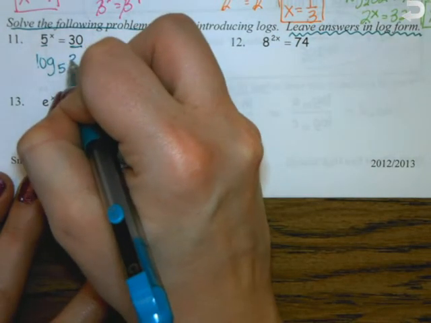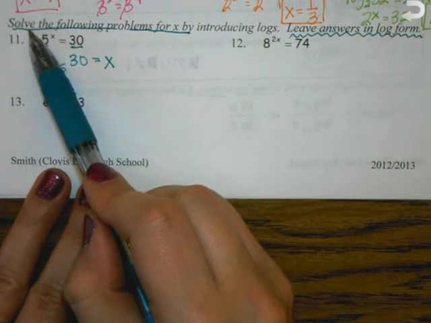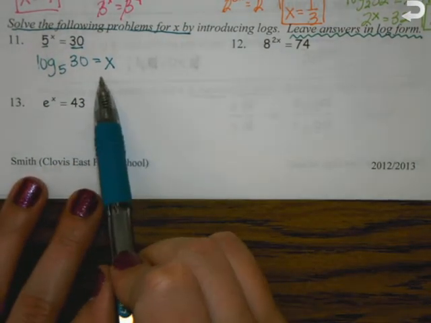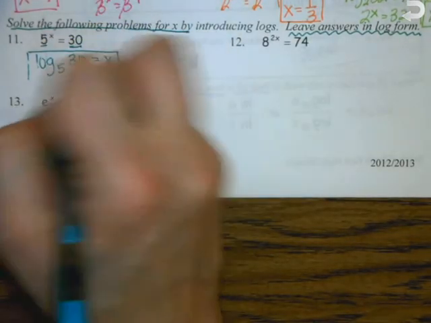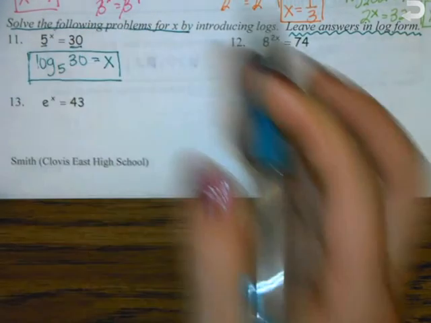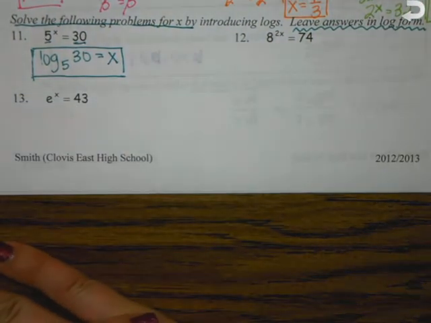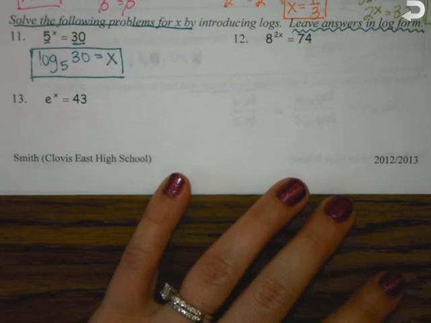5 of 30 equals x. Now, my instructions say solve for x, which means we want x equals. Do we have x equals? So you're done. Because we solve for x, we have x equals log base 5 of 30. That's all I wanted you to do. Okay? So let's try number 12. 8 to the power of 2x equals 74.